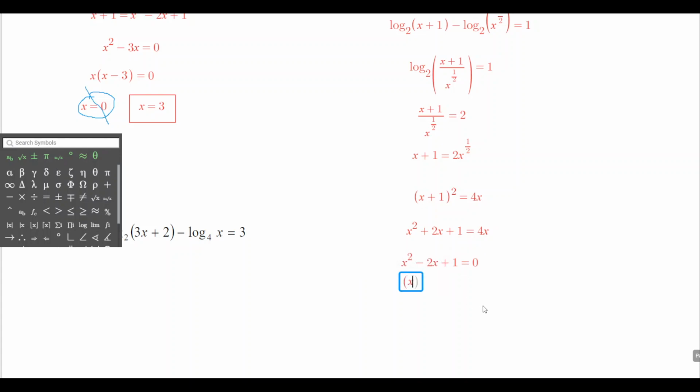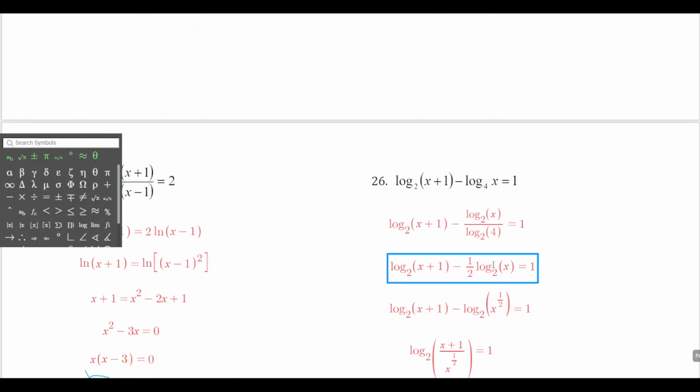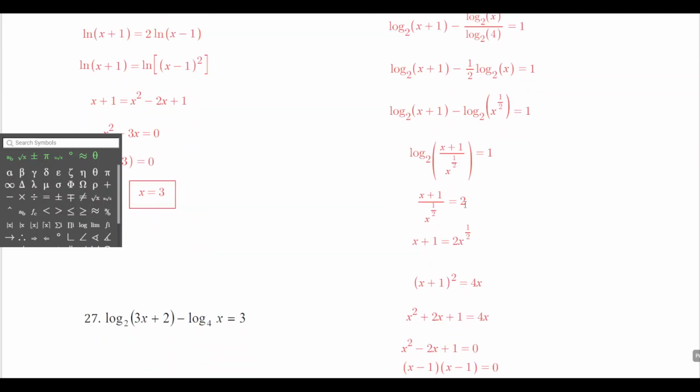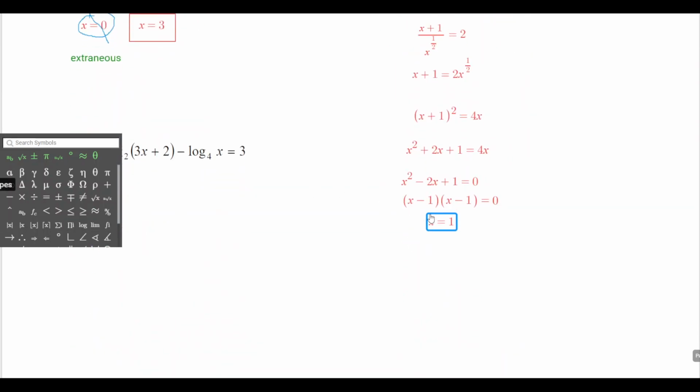Now I can factor. This is actually going to turn out to be x minus 1 times x minus 1. So we don't need to check both of these factors separately because you're going to end up with the same solution. We're just going to get x equals 1. Let's do a quick domain check back at the beginning. Neither 1 nor 1 causes a problem. So there you go, we get x equals 1.